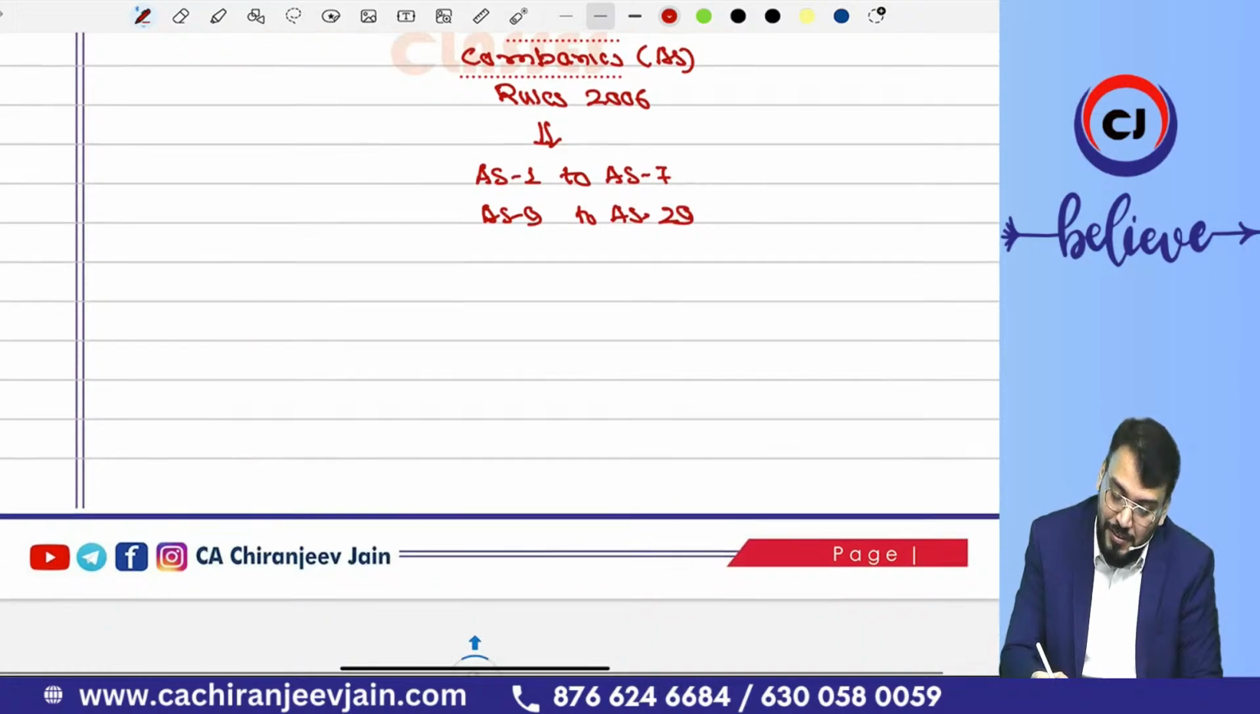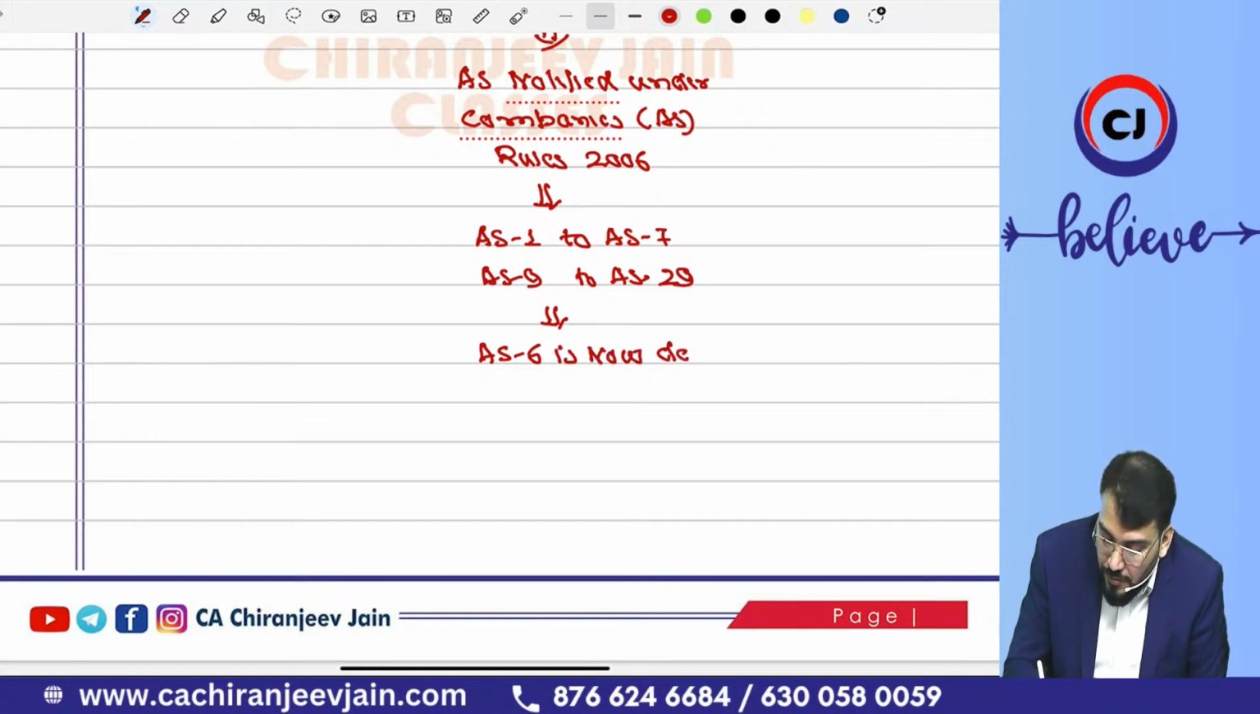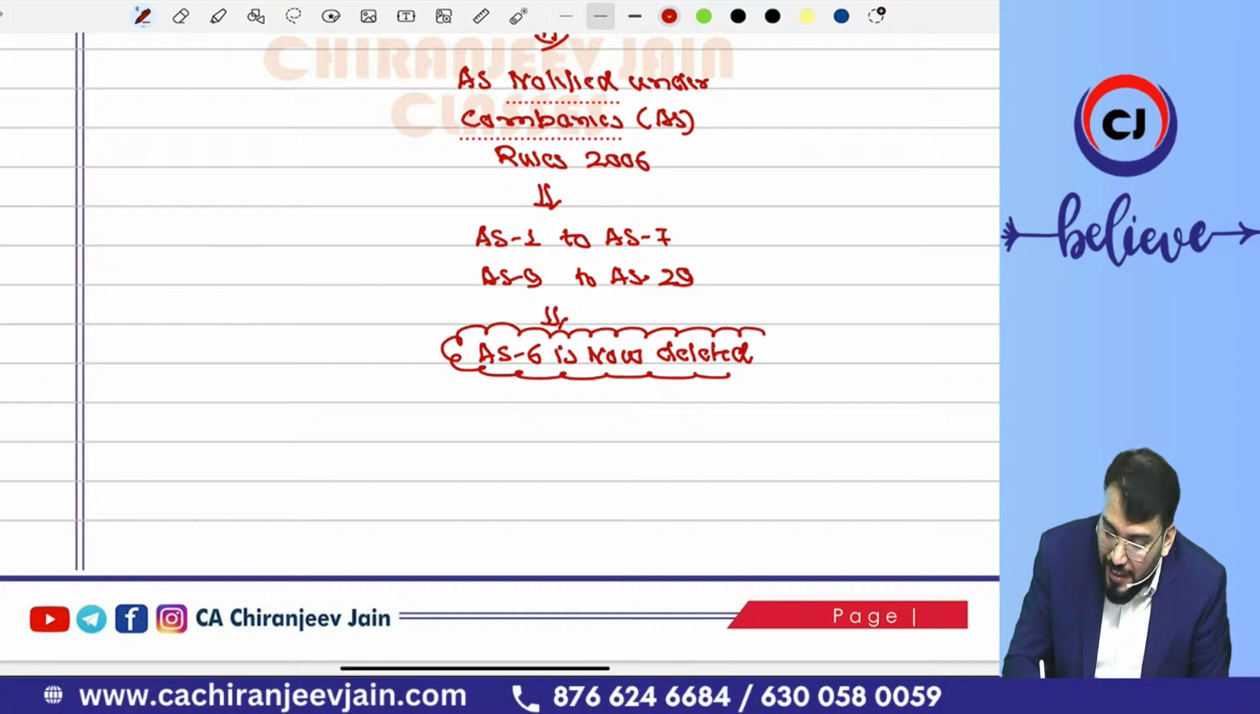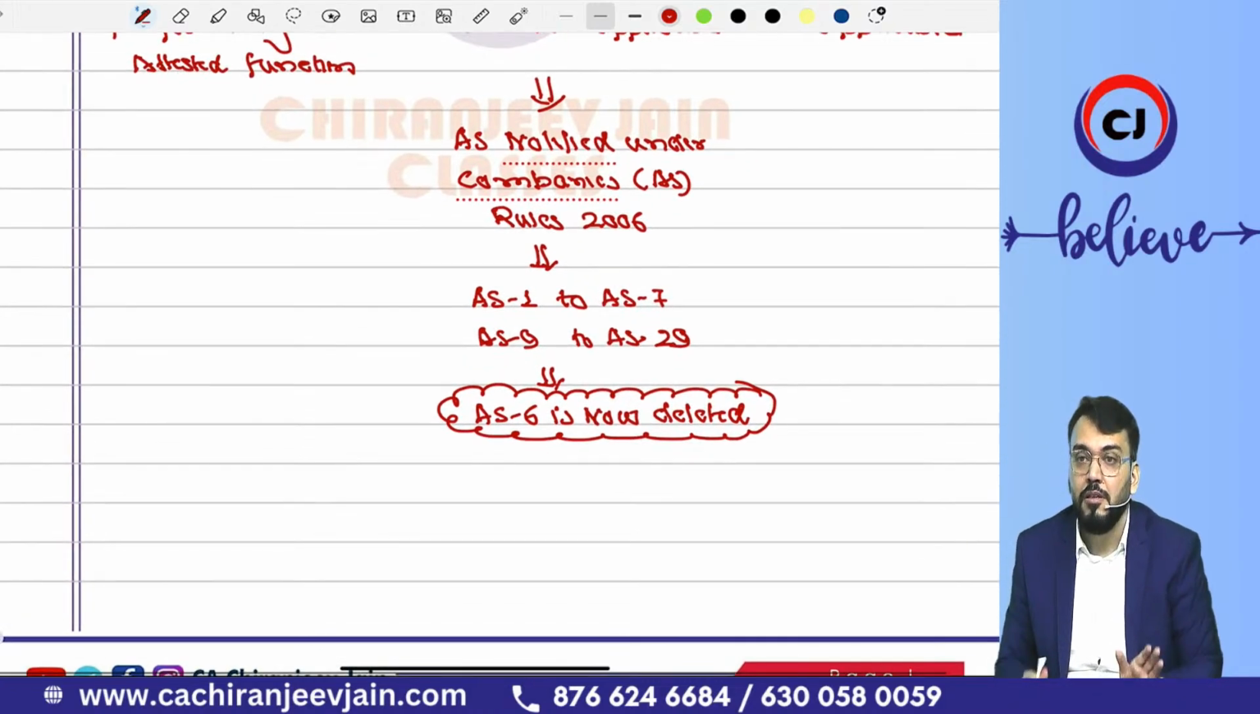Out of these, AS6 is now deleted. Understood what I am saying? After AS10 was revised, AS6, which was on depreciation accounting, has been deleted. Got this point?